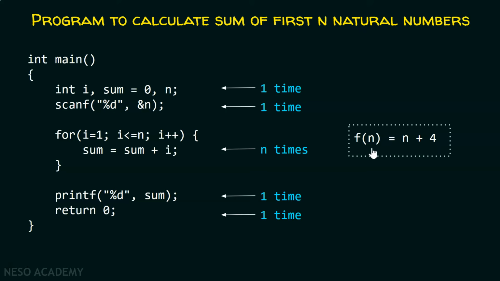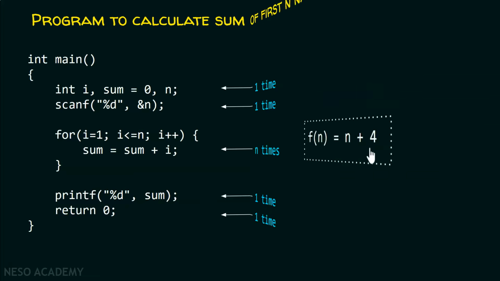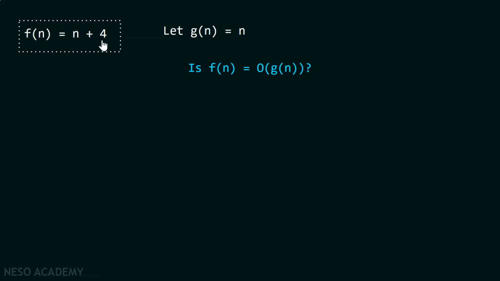Fn keeps the count of the number of instructions, isn't that so? That's also what we have learned about Fn. By keeping the count of instructions, we are calculating the runtime. That's an approximation, obviously. So Fn is equal to n plus 4. Now, we know that Fn is equal to n plus 4.